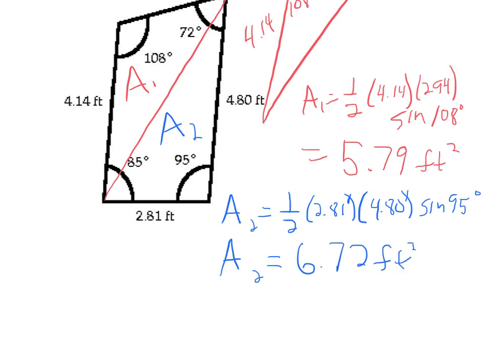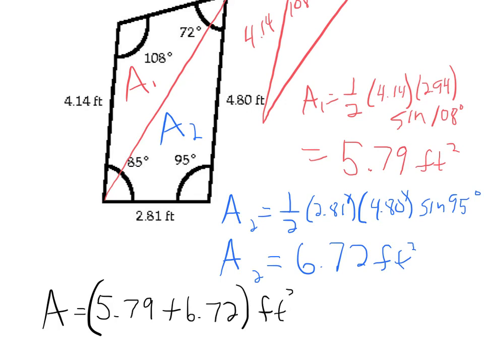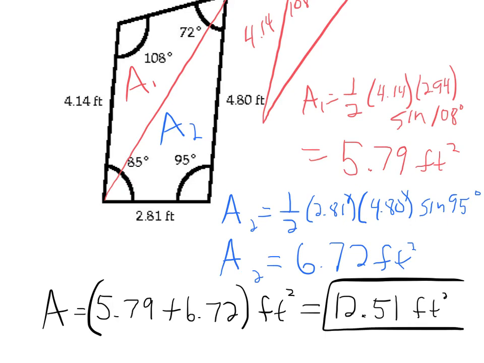I'm going to the nearest hundredth because the units are all the nearest hundredth for the sides. And now our final answer is just A1 plus A2 is the full area of this shape. So we have area equals 5.79 plus 6.72, all square feet. That adds up to 12.51 square feet, which is our final answer.